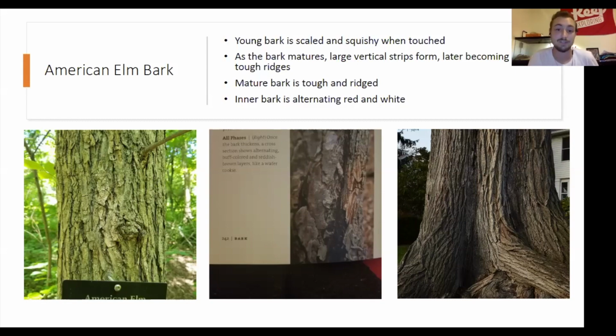Another characteristic feature of this tree is our inner bark, our alternating red and white inner bark that you can see here. Has a little bit of red and a little bit of white. This feature will become important when we discuss how you differentiate two really closely related elms in North America, the slippery elm and the American elm.